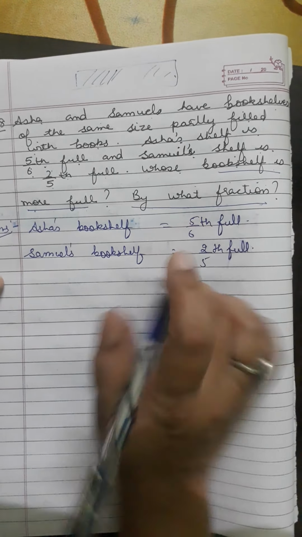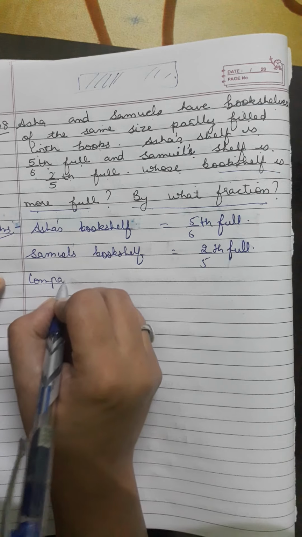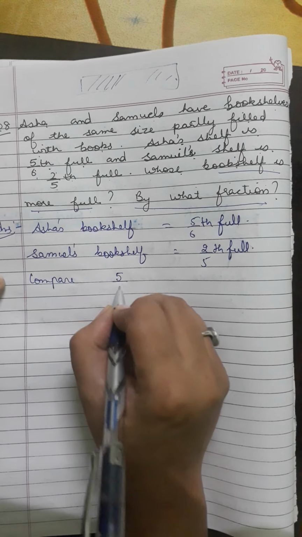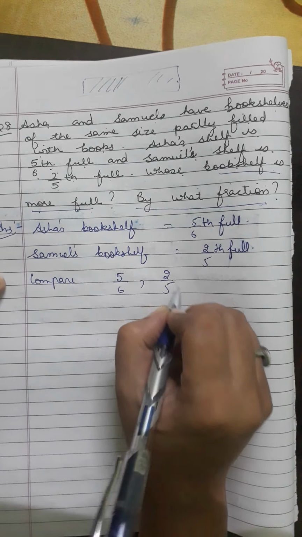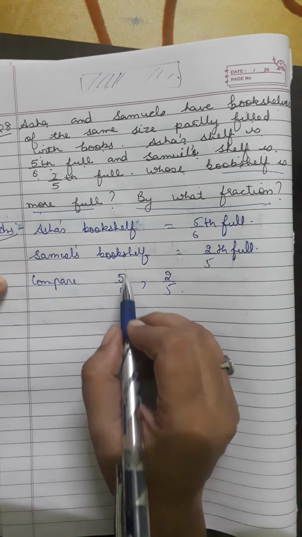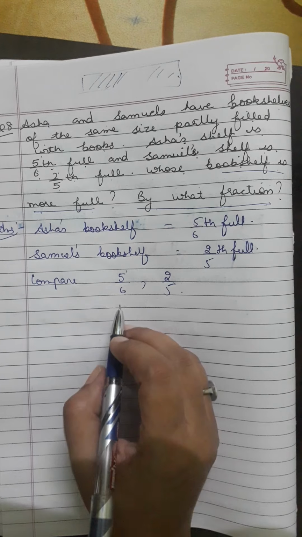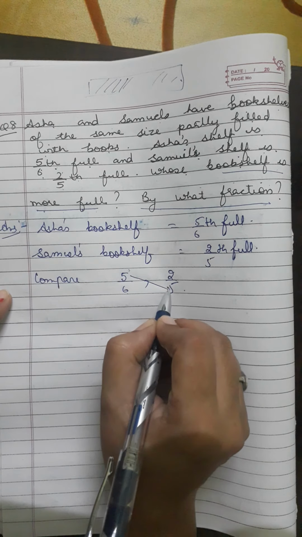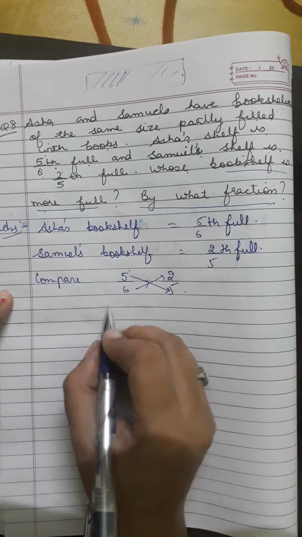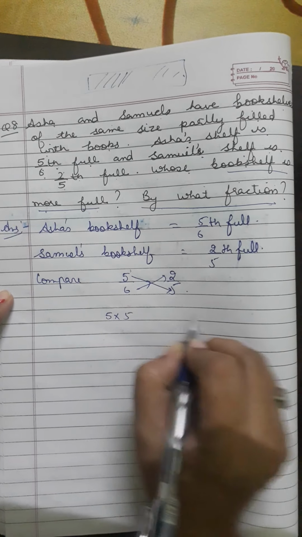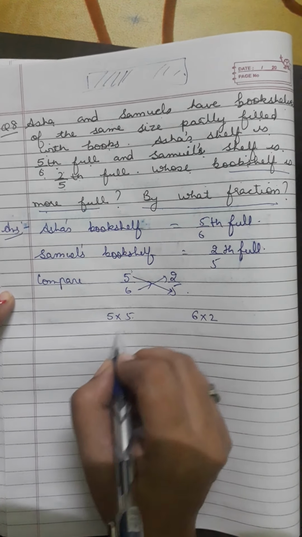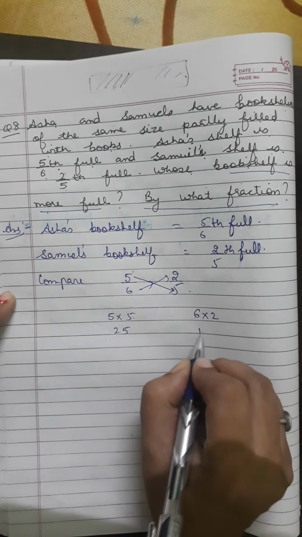So it means we have to compare 5 by 6 and 2 by 5. Neither the denominators nor the numerators are the same, so here we need to cross multiply. 5 multiplied by 5 and 6 multiplied by 2. 5 5s are 25, 6 2s are 12.